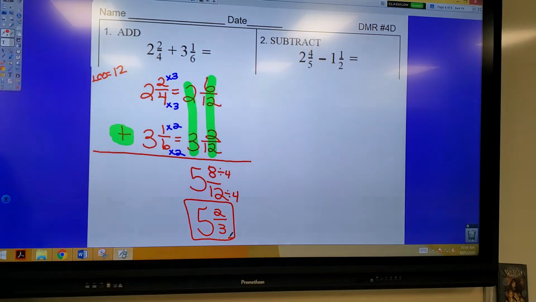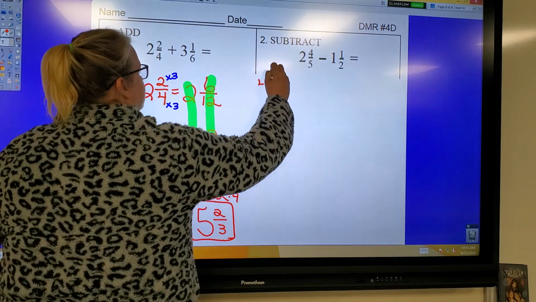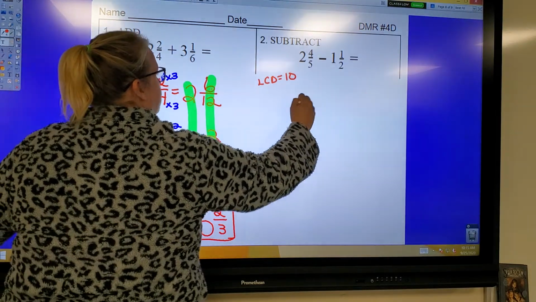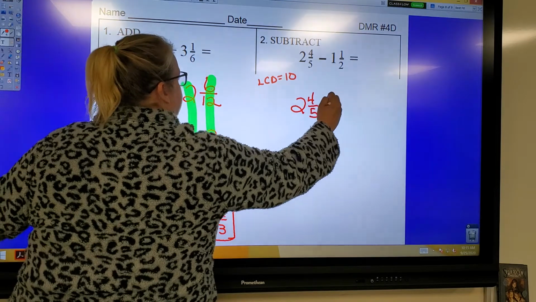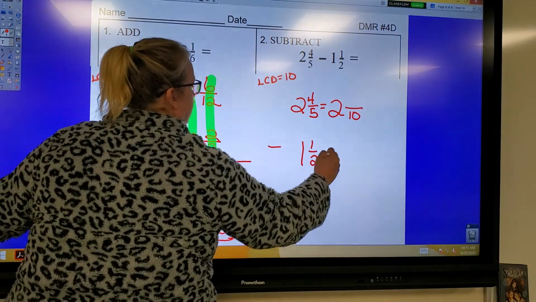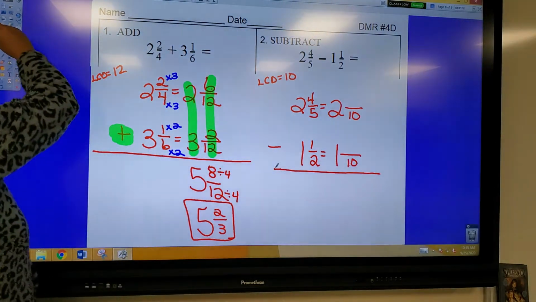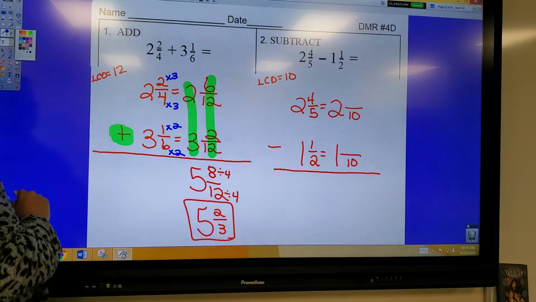5 and 2 thirds. Looking over at number 2, my denominators are 5 and 2. The LCD of 5 and 2 is 10. So both denominators are going to need to change to 10. All right, there's the setup. Let's find those new numerators.